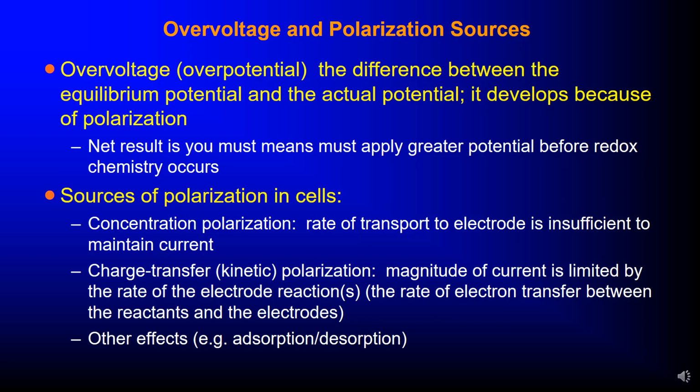So we have overvoltage and polarization sources. Overvoltage is the difference between the equilibrium potential and the actual potential. It develops because of polarization. So the net result is you must apply a greater potential before redox chemistry occurs.